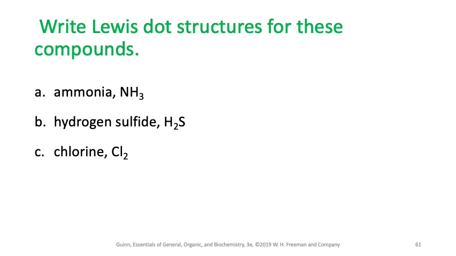So now let's try to make different structures. We have 3 different molecules. You have to draw the Lewis dot structure for each of them. Let's try to do it together. So let's do ammonia. So first, what's the first step?